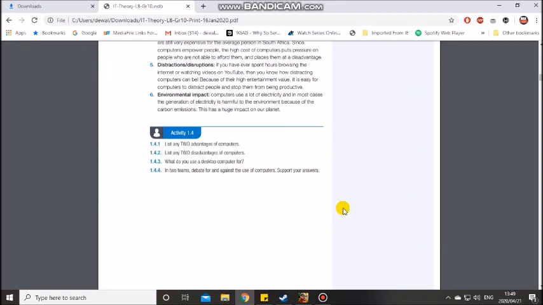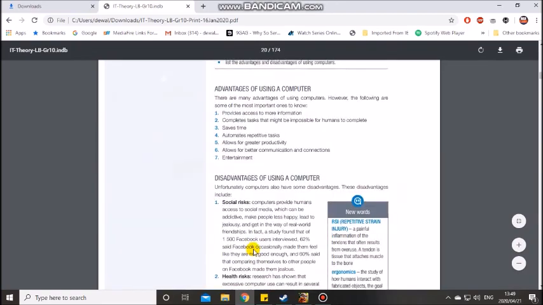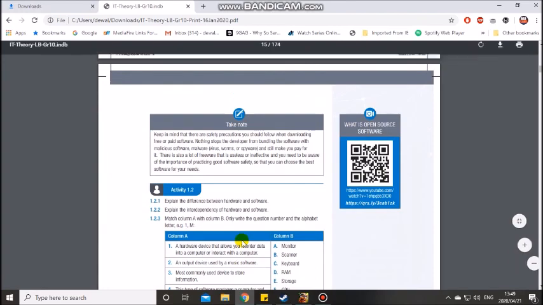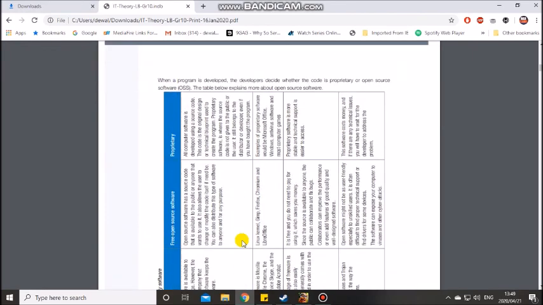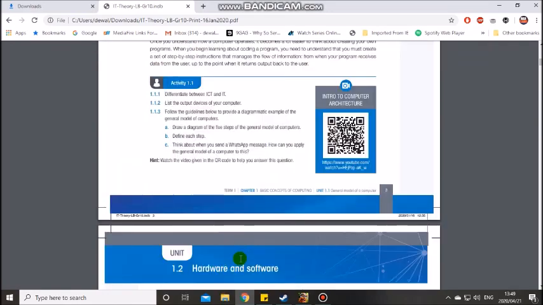Okay, so that is all for this lesson. So the activity that needs to be done, I'll post this, but it is basically from the top all the way down, from activity 1.1.